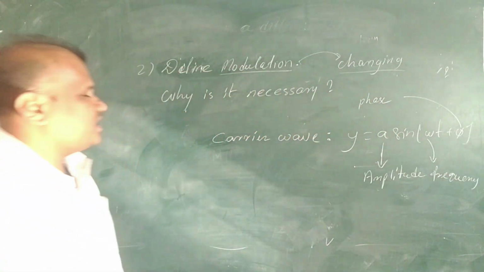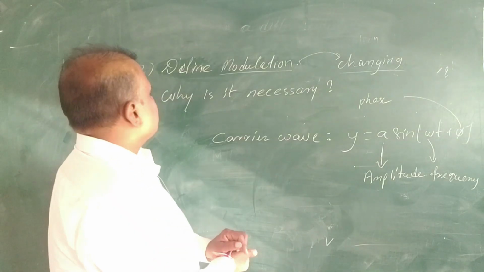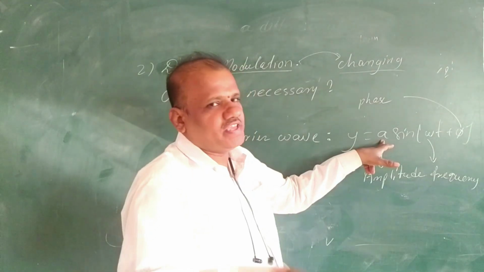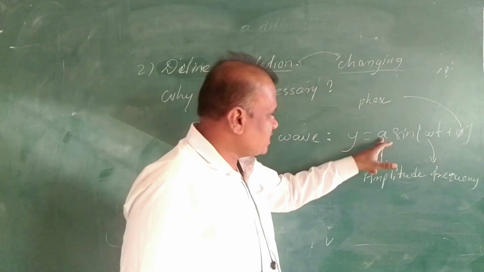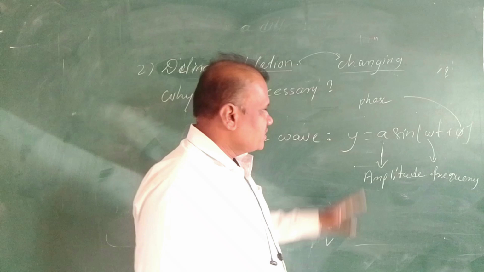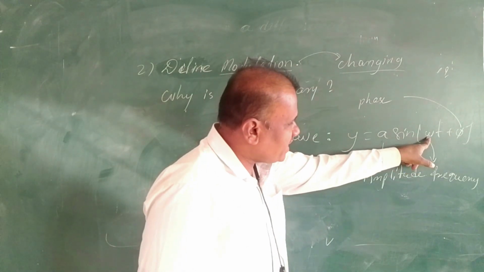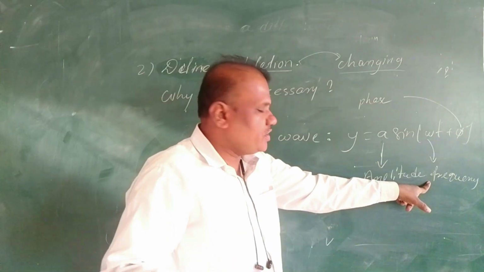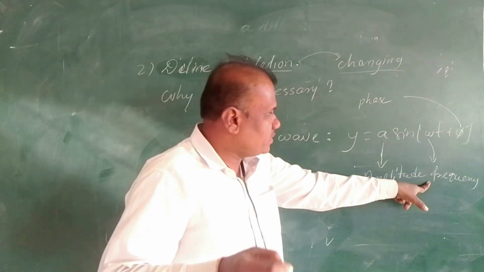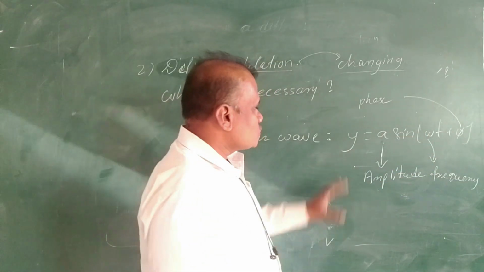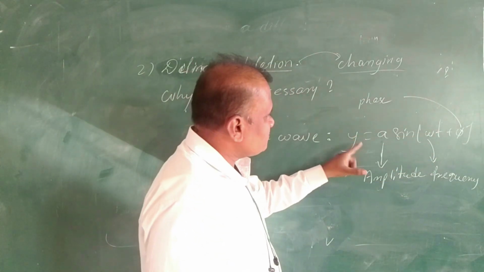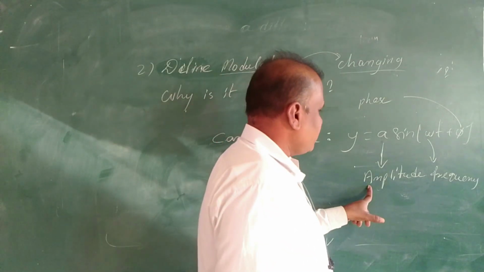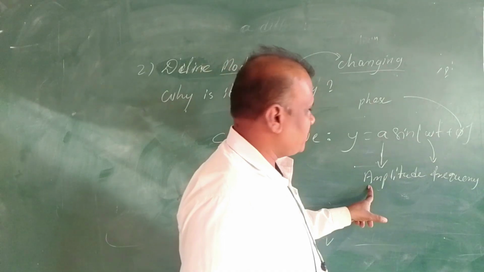Now I am going to define modulation. Modulation means it is a process of changing the amplitude of the carrier wave, with respect to the audio signal voltage. That is called amplitude modulation.